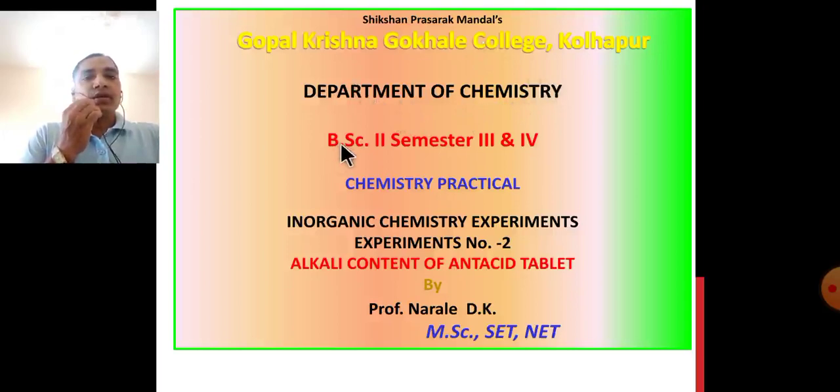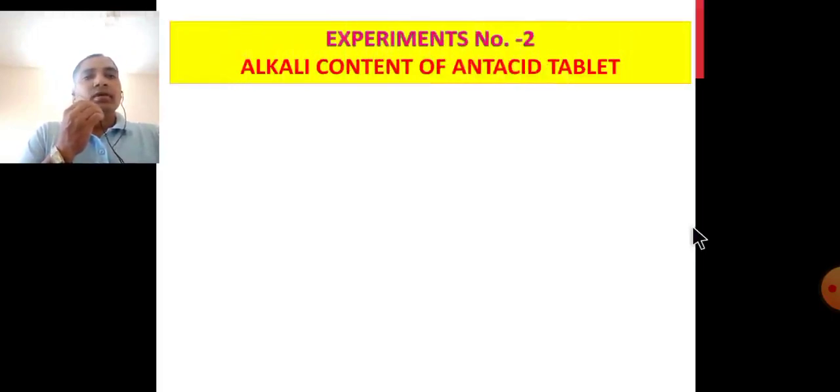Today we are going to discuss the BSc 2, semester 3 and 4 chemistry practical. Inorganic chemistry, experiment 2, total volumetric experiment 2. The first experiment is fertilizer analysis and the second experiment is alkali content of antacid tablet. Experiment number 2, alkali content of antacid tablet.